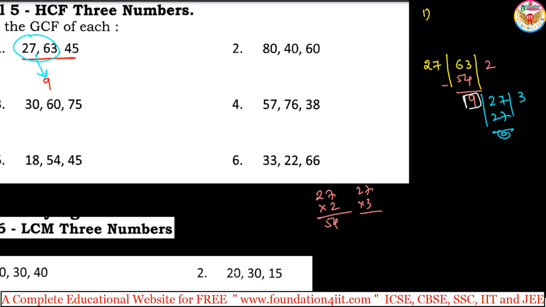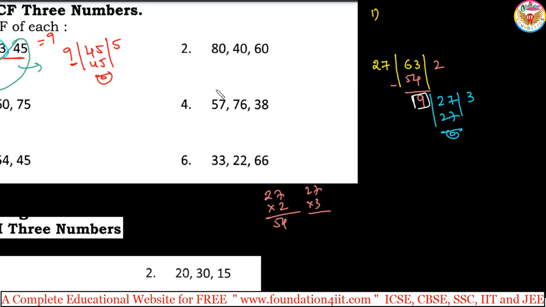Now take this 9 and 45 and do it again. Always the bigger number in the middle, the smaller number on the left side. 9 times 5 is 45, remainder 0. So 9. So the overall HCF is equal to 9. First two numbers you can take. I am giving some worksheets in PDF. There you have only two numbers, so you can do it directly. Once you practice that, you can come to these three numbers.